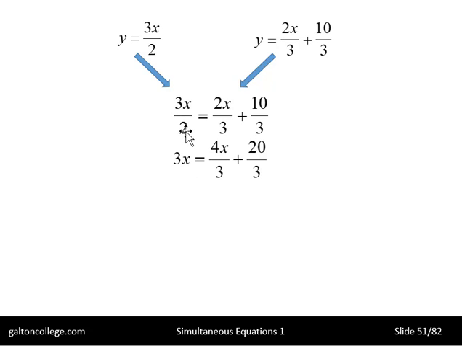So if we multiply by 2, the 2 drops out here. So 3x times 2 over 2 is just 3x. 2x times 2 is 4x. And 10 times 2 is 20. So multiplying all the way across by 2 leaves us 3x on its own, but we've got these numbers up here.